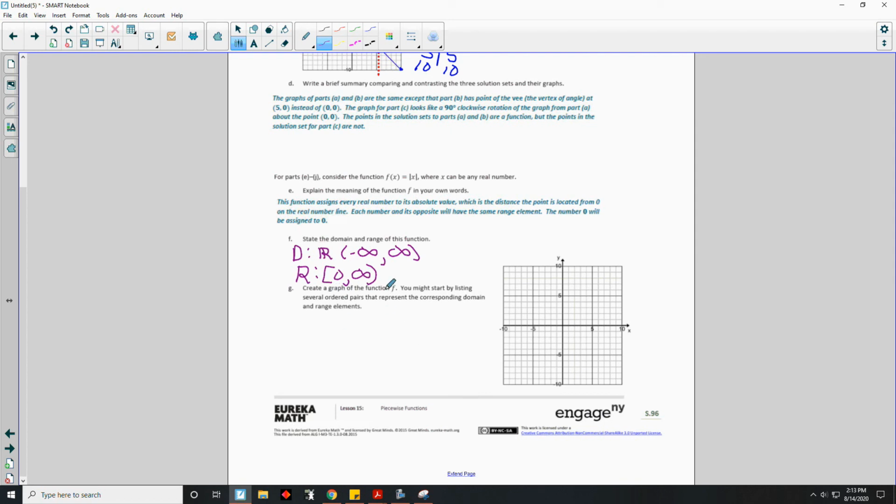G says create a graph of the function f. You might start by listing several ordered pairs that represent the corresponding domain and range elements. Okay, so we've already done this. It was example 1, I believe. So all you're doing is substituting in values. The absolute value of 0 is 0. For 5, the absolute value is 5. For 10, absolute value of 10 is 10. For negative 5, the absolute value is positive 5. And then finally, for negative 10, the absolute value is 10.